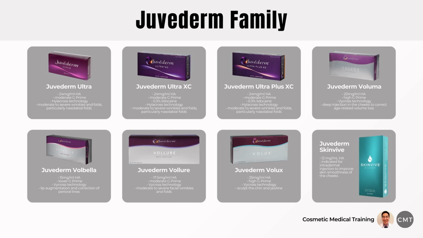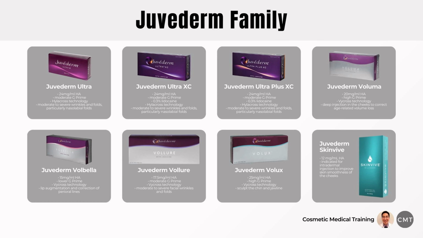Juvederm Ultra with 24 milligrams per ml of HA provides versatility in treating moderate to severe wrinkles and folds, particularly the nasolabial fold. Its moderate G prime and Hyalocross technology, which provides high degree of cross-linking, offers a balance between volume and spreadability. Juvederm Ultra XC offers 24 milligrams per ml of HA, the same degree of cross-linking. The difference lies in the inclusion of the 0.3% lidocaine intended to increase patient comfort during and after injection.